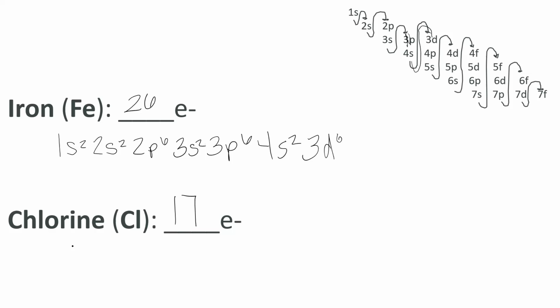All right, chlorine, 17. 1s2, 2s2, 2p6, 3s2. That gets me to 2, 4, 10, 12. 3p5. 2, 4, 10, 12, 13, 14, 15, 16, and 17. So you got to be good at this part to do the next part. So if you have any problems, let me know.